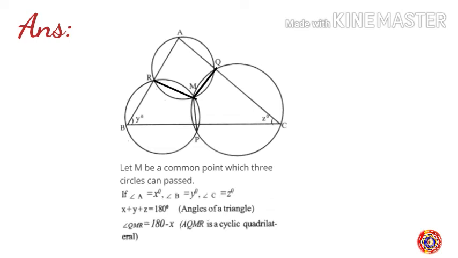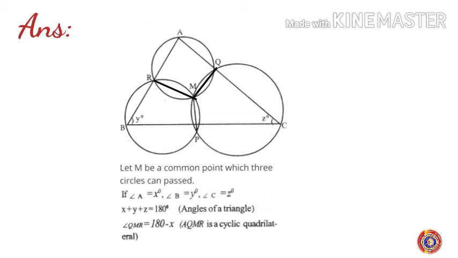Okay. So, let M be the common point through which the three circles pass. Let angle A equal x, angle B equal y and angle C equal z. x plus y plus z equals 180 degrees because they are the angles of a triangle.